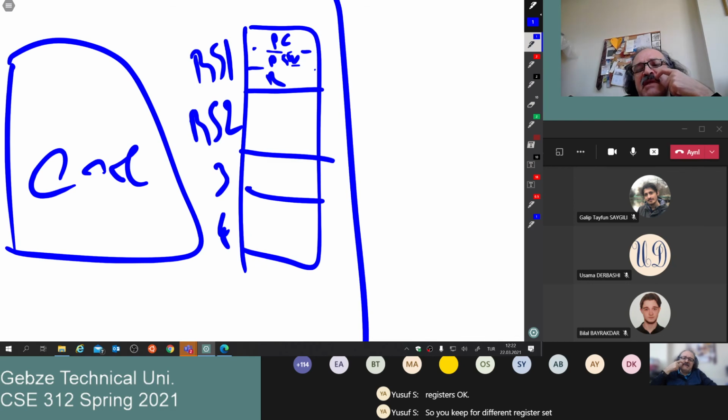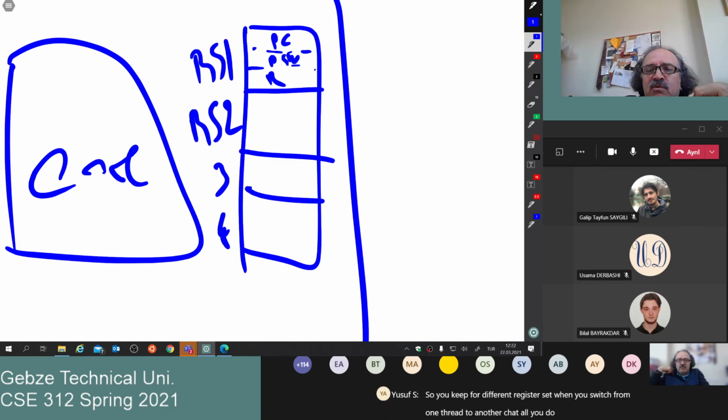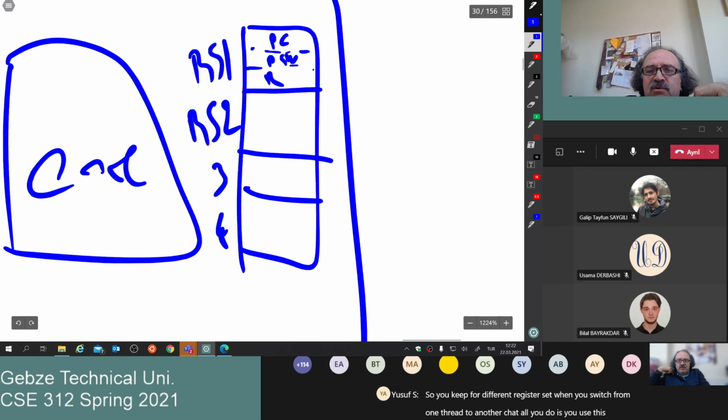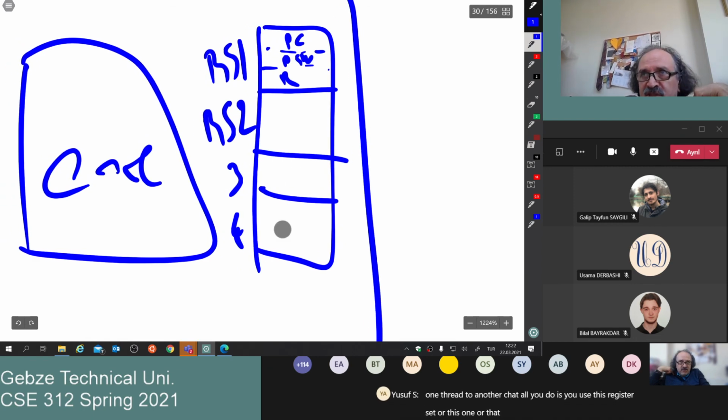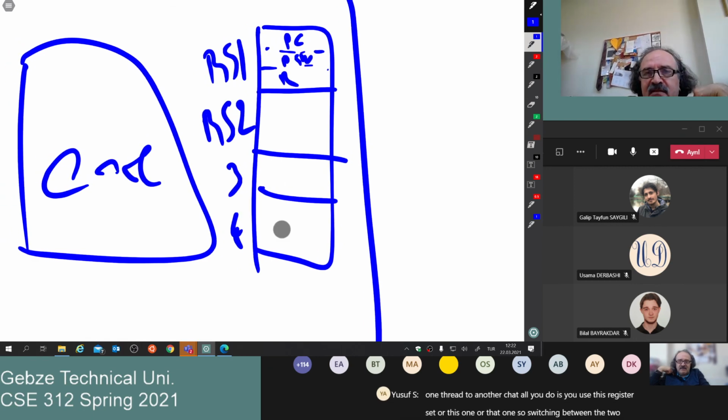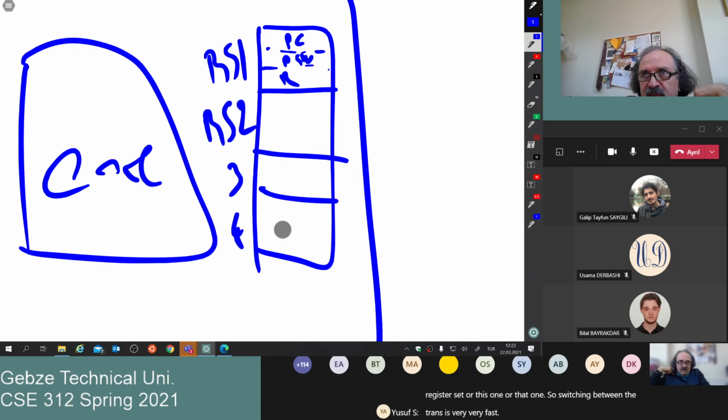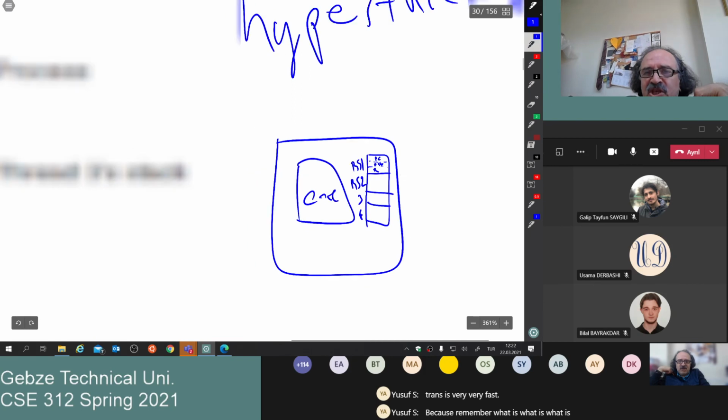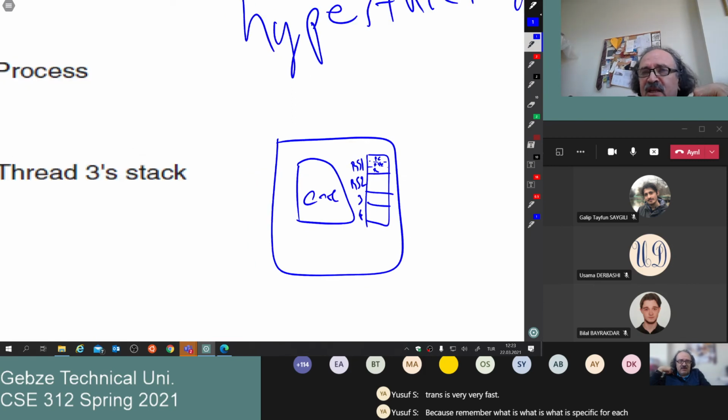When you switch from one thread to another thread, all you do is use this register set or this one or that one. So switching between the threads is very, very fast. Because remember, what is specific for each thread is the register set, right? Also the stacks, etc. But stack doesn't mean stack, it just means that the stack pointer is pointing to a different place.